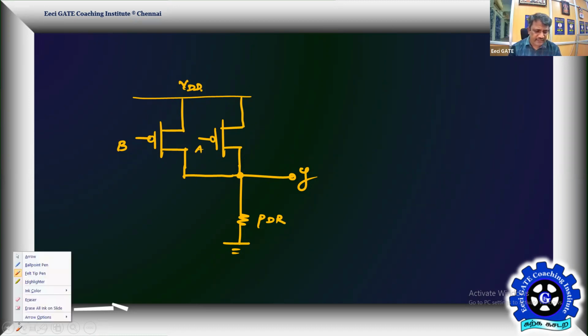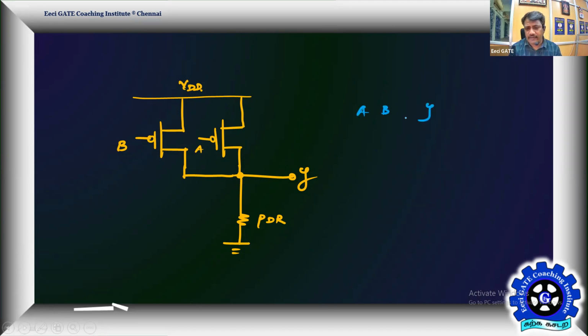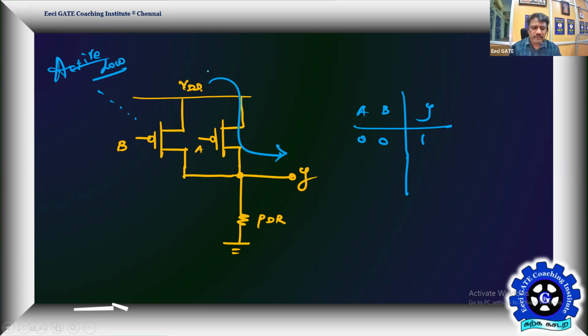Now let us play and see what is the answer. Now tell me, I have A, B, and Y. Remember, these are active low switches. That means the PMOS switches will get activated when the input signal is what? Low, that is logically 0. So now with 0, 0, both the switches are enabled. Both switches on means Y will be connected to VDD, that is 1. That means if any one switch is on, Y will be connected to logic 1.